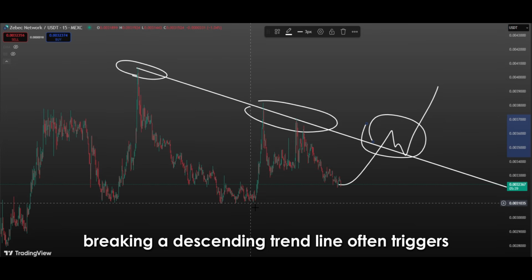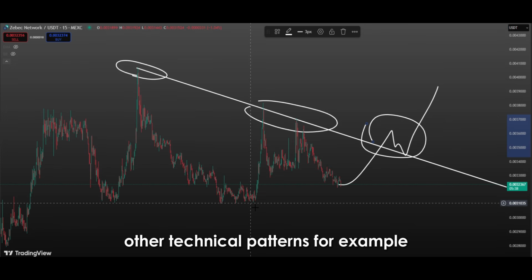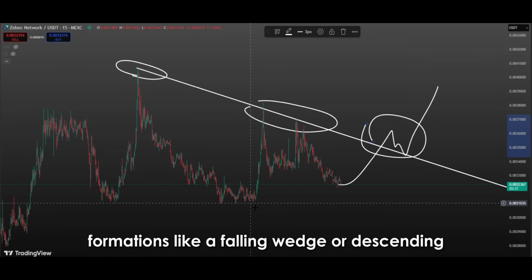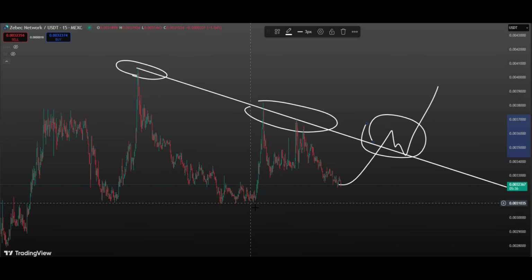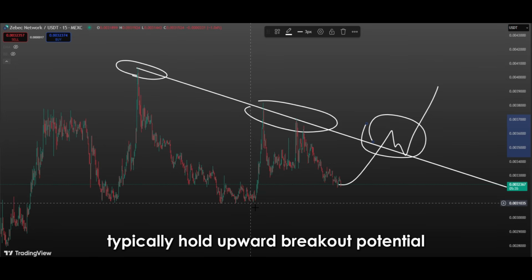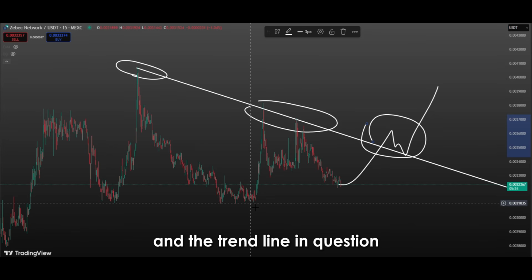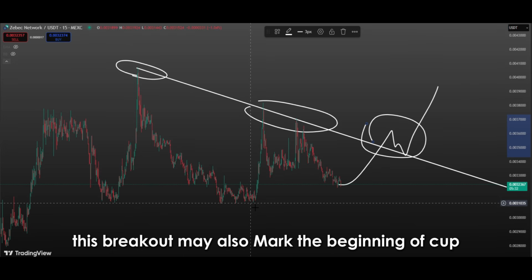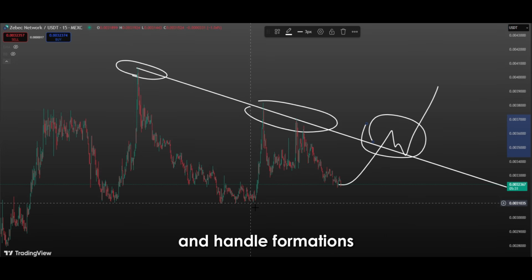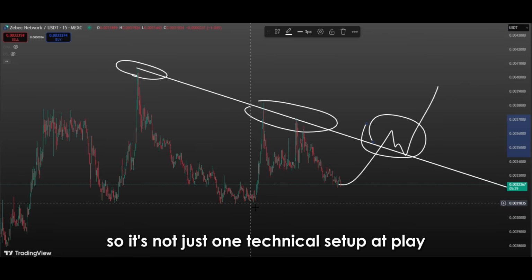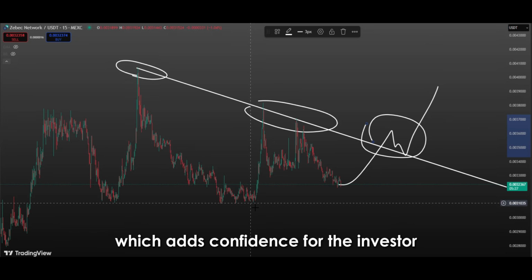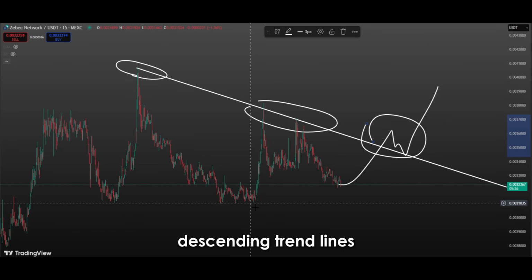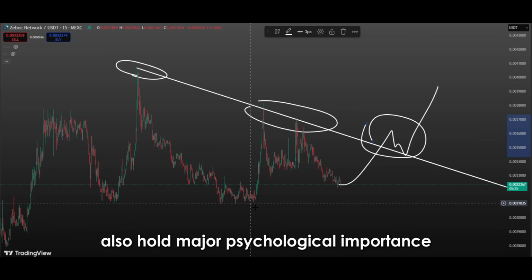Additionally, breaking a descending trend line often triggers other technical patterns. For example, formations like a falling wedge or descending broadening wedge typically hold upward breakout potential, and the trend line in question may represent the upper boundary of such formations. This breakout may also mark the beginning of cup and handle formations, inverse head and shoulders patterns, or bull flags. So it's not just one technical setup at play, but rather a chain of confirmations which adds confidence for the investor. Descending trend lines also hold major psychological importance for investors.